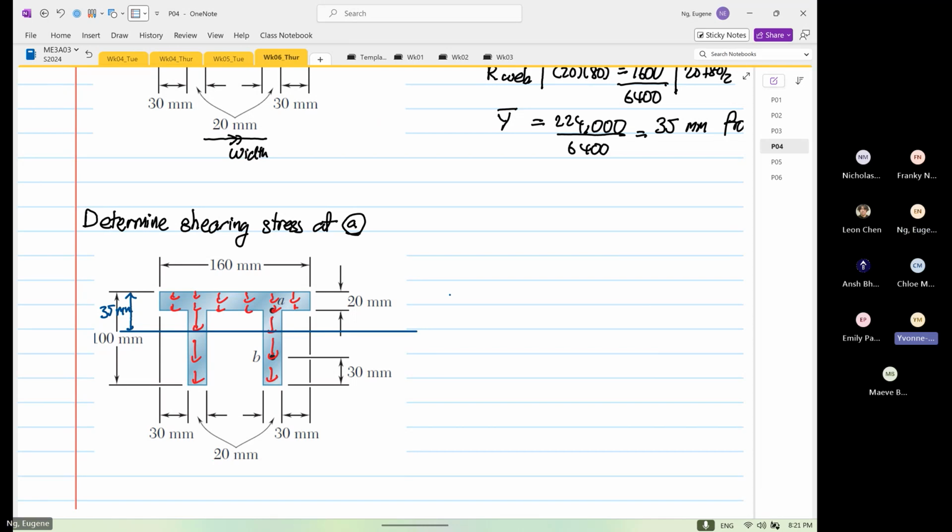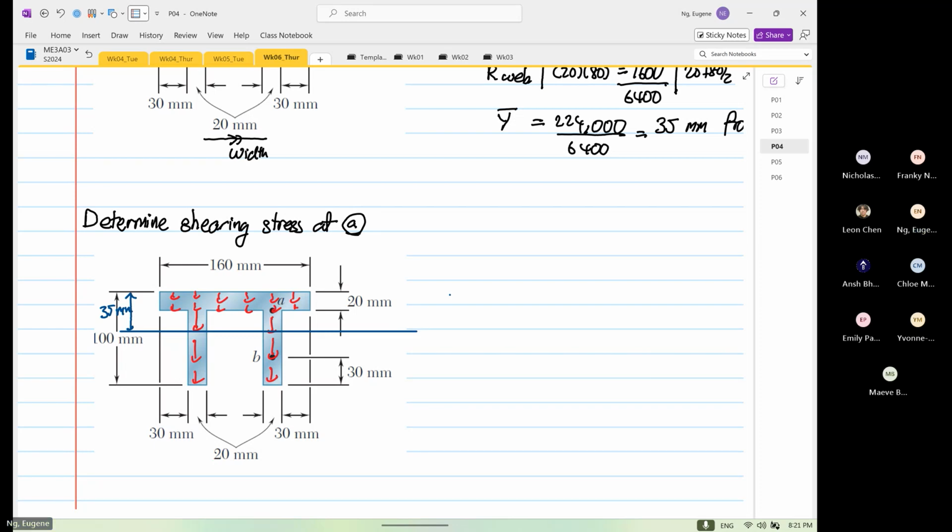I'm sorry, Eugene. Yes. Hello? For the flange, shouldn't the shearing direction be horizontal, not vertical? No, that is called thin wall analysis. We're not doing thin wall yet. Oh. Okay, this is just a standard non-thin wall analysis.